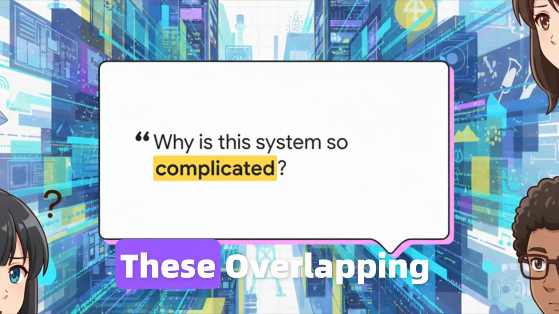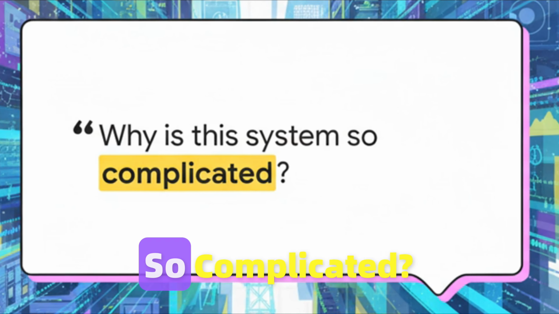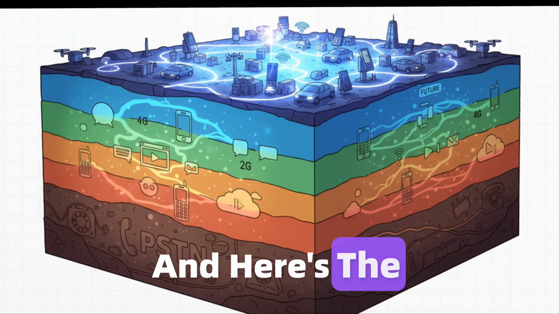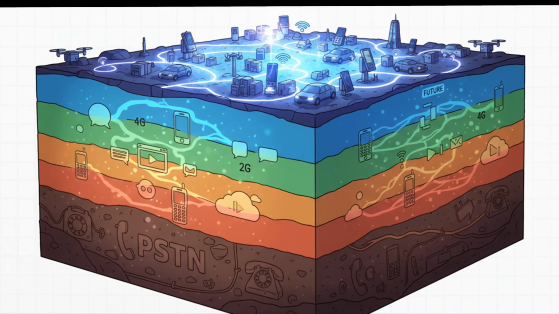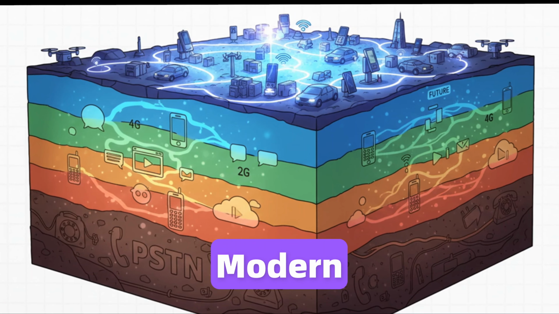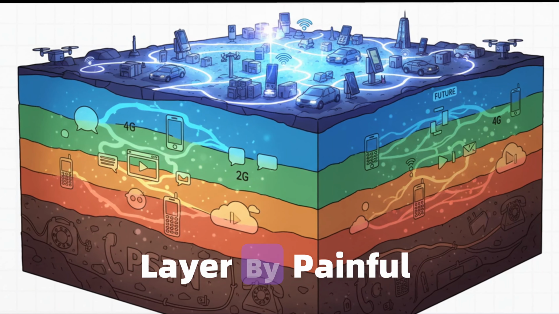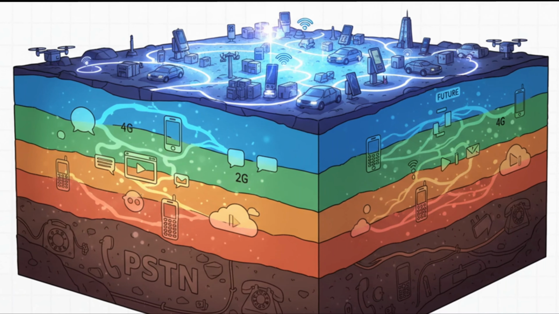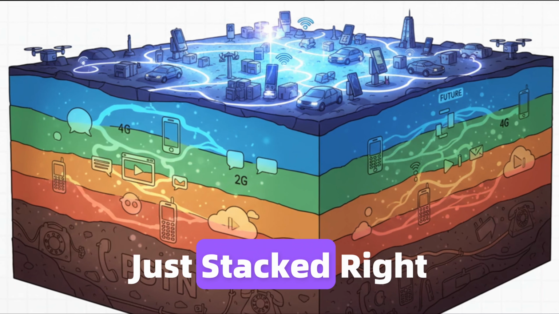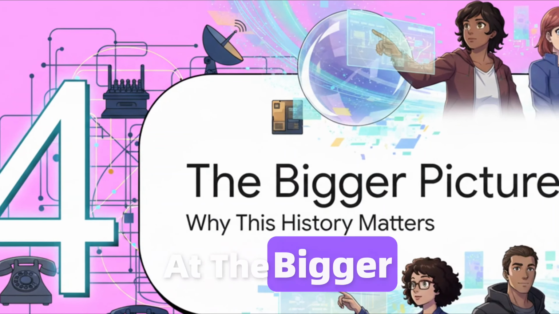So looking at all of these overlapping technologies, it's totally natural to ask, why is this system so complicated? And here's the simple, powerful answer. The complexity isn't a mistake, it's archaeology. Modern telecom systems were not designed from scratch. They were built layer by painful layer over decades, with each new technology just stacked right on top of the last one.